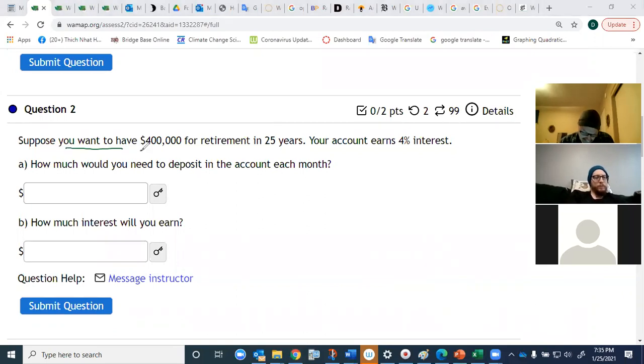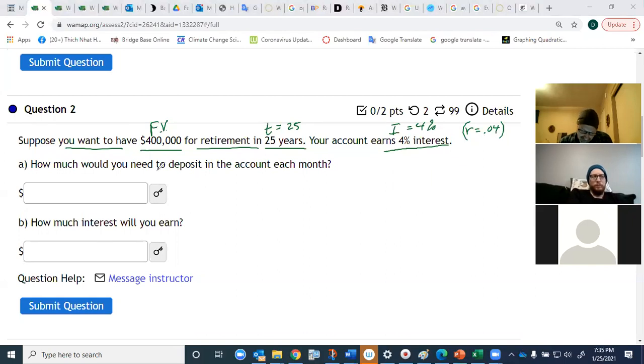You want to have $400,000 for retirement in 25 years. So this is a future value. Our time, the number of years, is 25 years. Our interest rate, that is I, is equal to 4%. Now, you know, if you use the formula from the book, they use 0.04 for R.